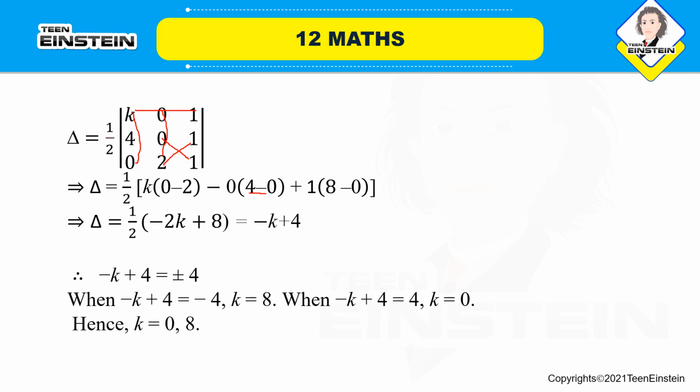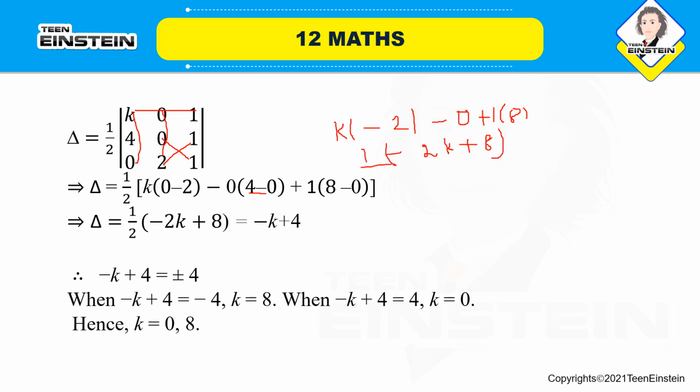Then in the 1 3 position, we have the element 1. So 1 into, for this position we have a positive sign. In the downward arrow, you get 8, minus the upward arrow, you get 0. On simplification, we get k into 0 minus 2, which is minus 2. This becomes 0 plus 1 into 8 minus 0, which is 8. So minus 2k plus 8.